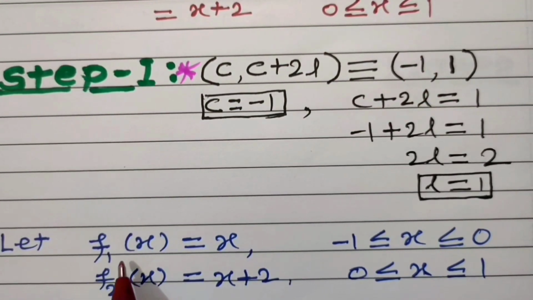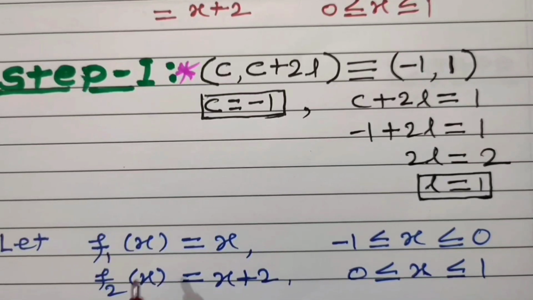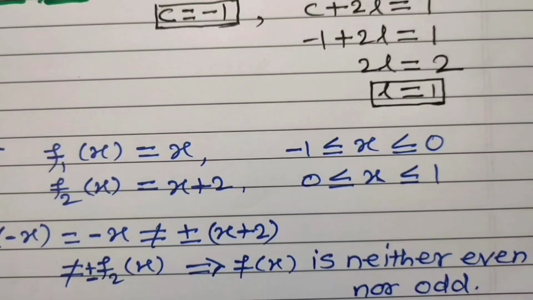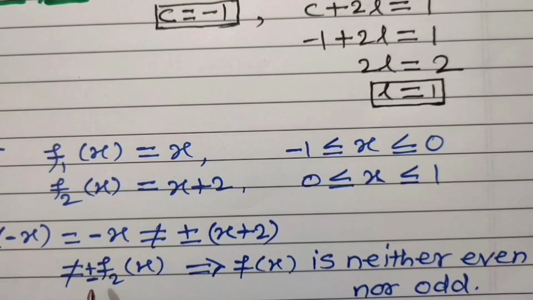Let f1 of x be equal to x, which lies in the interval minus 1 to 0, and f2 of x equal to x plus 2, which lies in the interval from 0 to 1. Now we have to replace x by minus x in f1 of x. Hence f1 of minus x is equal to minus x, but this is not equal to plus or minus of x plus 2, and x plus 2 is f2 of x. The meaning of this is very simple: f1 of minus x is not equal to plus or minus f2 of x. This implies f of x is neither even nor odd.